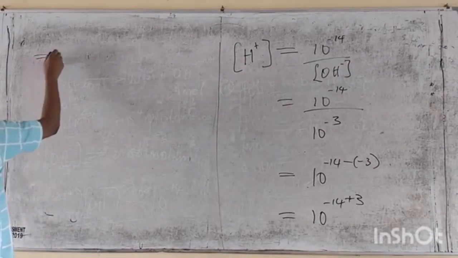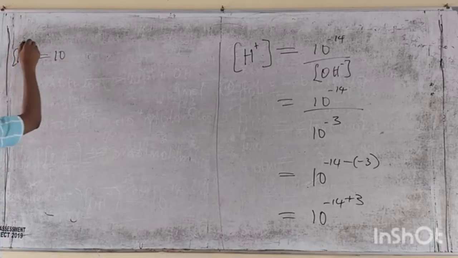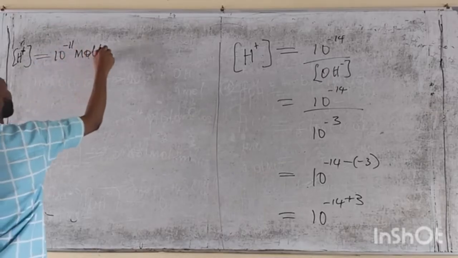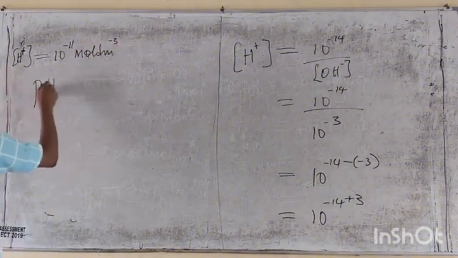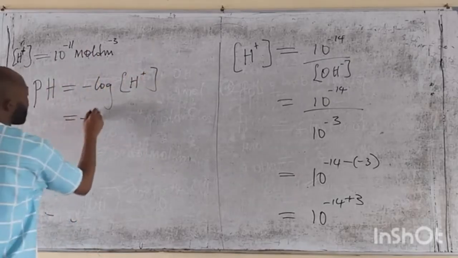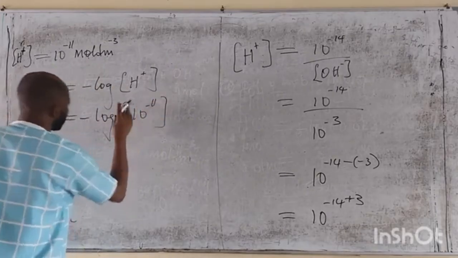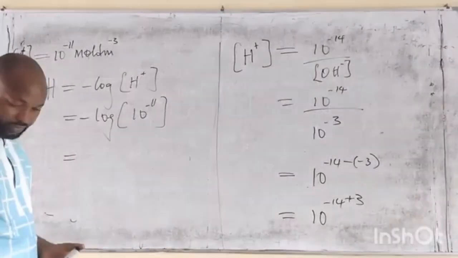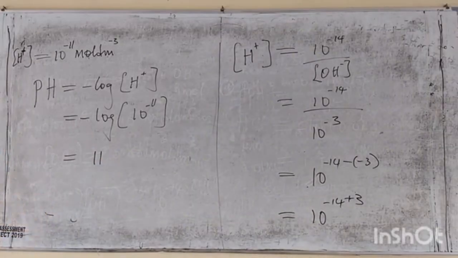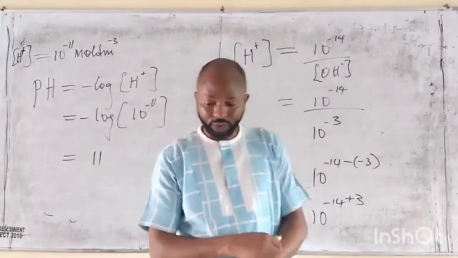is equal to 10 raised to the power, as in the hydrogen ion concentration is equal to 10 raised to the power minus 11 mole per dm cube. Now, the pH is equal to the negative log of hydrogen ion concentration, which we have just gotten. So this would be minus log of 10 raised to the minus 11. And this is equal to what? Let me see. So the pH of sodium hydroxide in that scenario is 11. And this is alkaline. It shows that sodium hydroxide is alkaline in nature. So that is that.